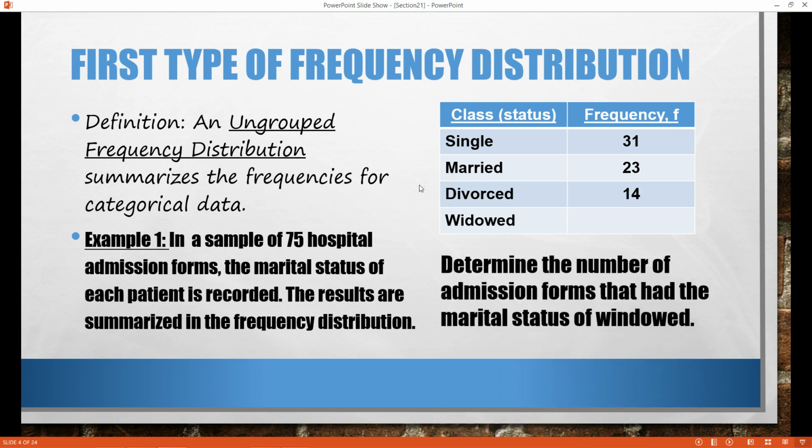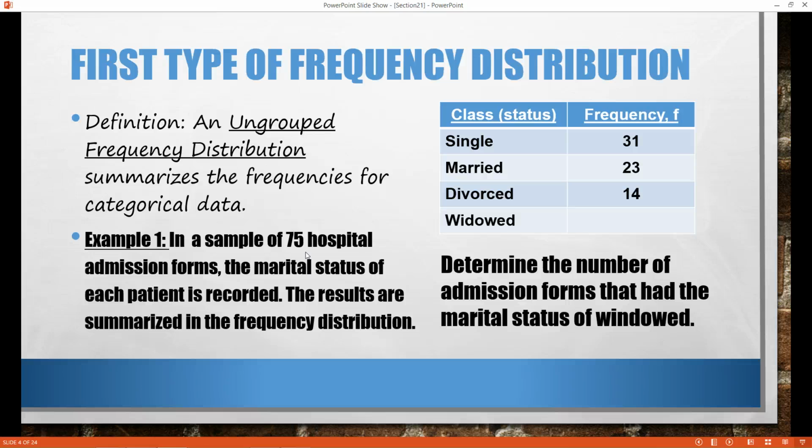Now it says determine the number of admission forms that had the marital status of widowed. So notice here, what do we know? We know the frequencies of these three classes. Frequency, we're denoting that with an F. This one's missing. But what we do know is the total number of admission forms. There were 75 of them. So let's go ahead and solve this now.